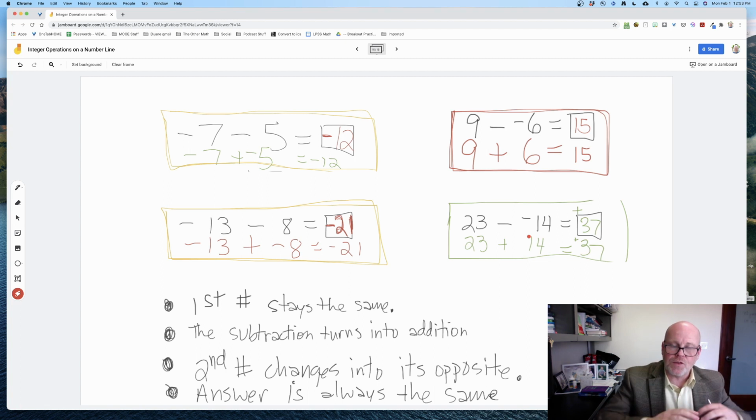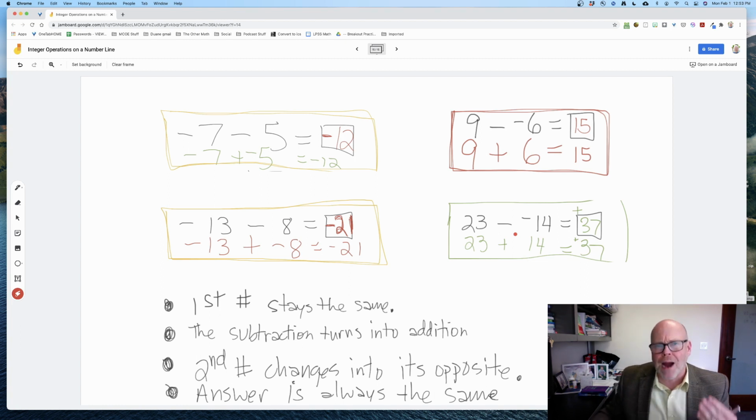So we've got these steps. Step 1, first number stays the same. Step 2, the subtraction always turns to addition. And step 3, that second number always changes into its opposite. And that's how we get the answer. It's always the same every single time.